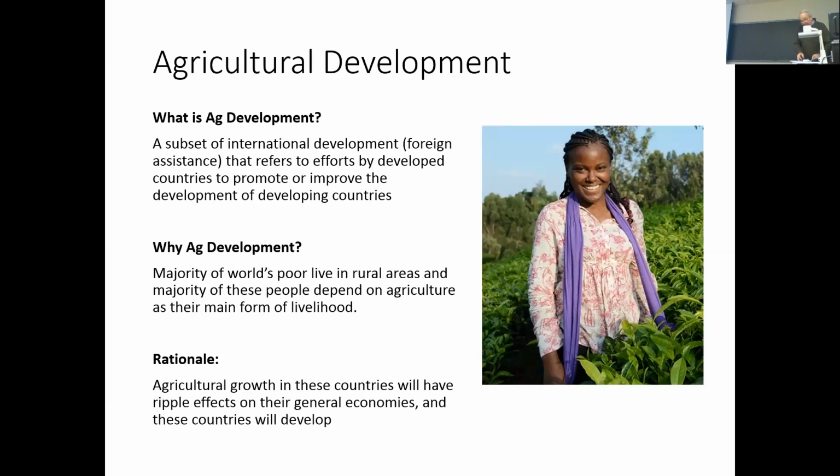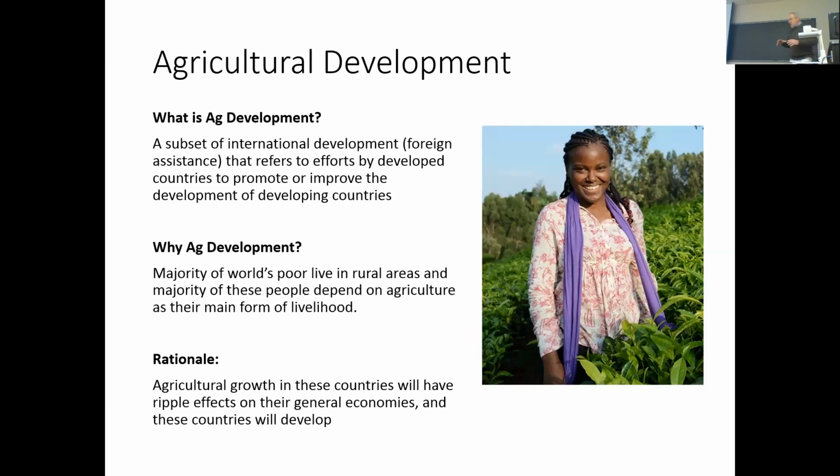Why agriculture development? Because the majority of people in lesser developed countries are living in rural areas, and the majority of these people depend upon agriculture as their main form of livelihood. 70% of the world's poor live in rural areas, and 70% of these people are women and children. In India, agriculture employs 52% of the labor force, and 80% of its rural poor are engaged in agriculture. If we were to go over to East Africa, where I just returned from on Sunday, Kenya, Uganda, and Tanzania, 60 to 80% of the labor force is engaged in smallholder agriculture.